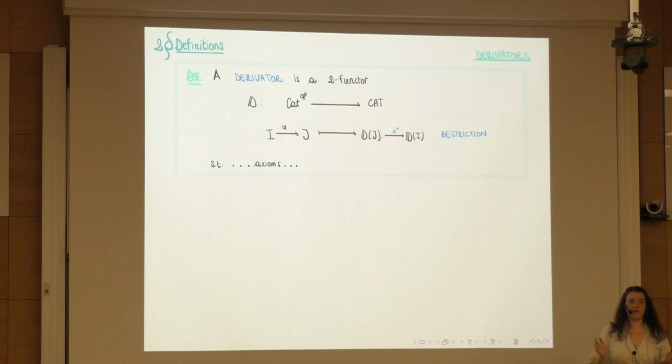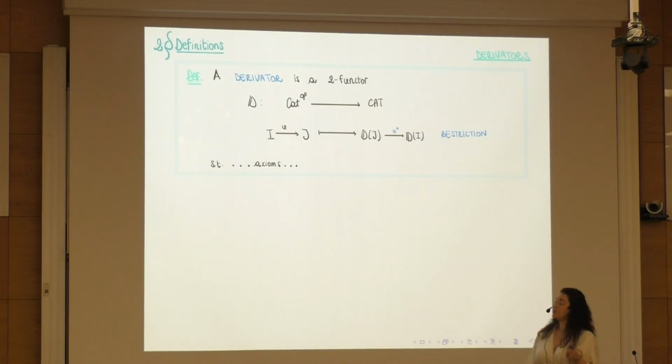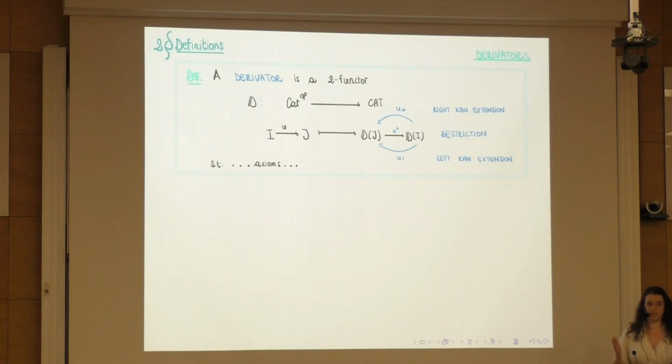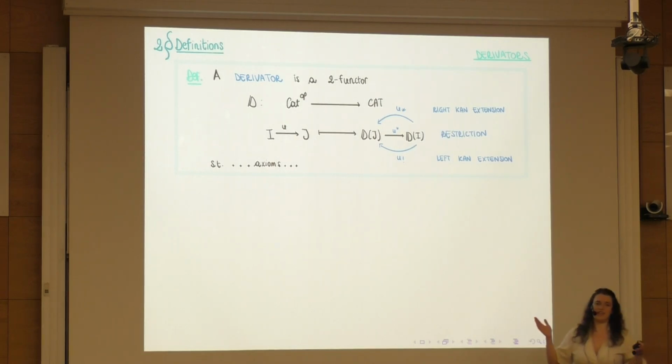In order for this functor to be a derivator, it has to satisfy many very technical axioms. I'm not going to introduce them today. But what is important for you to know is that these axioms require, for any restriction, that the left and right adjoints of the restriction always exist. And these, even in this context, are called left and right extensions. Since this is very technical and formal, let's see an example.